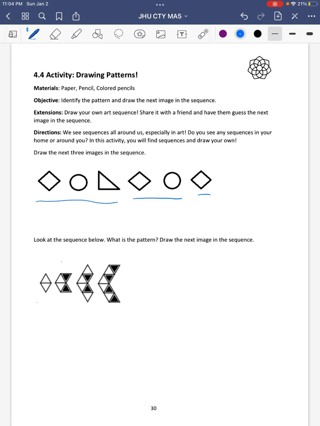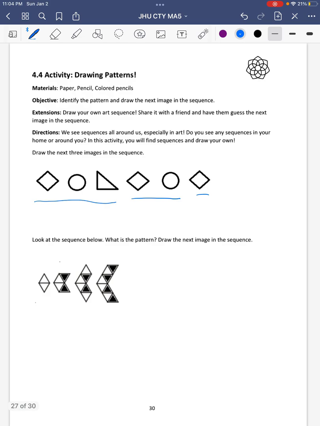What is the pattern? Draw the next image in the sequence. So here we have our starting figure. I like to call it step 1. It's our first figure. Our second figure, it looks like they added, what's this called? It reminds me of an hourglass that's got sand in it.